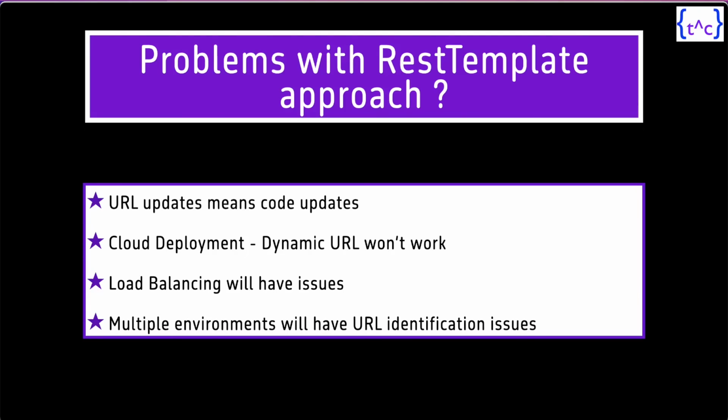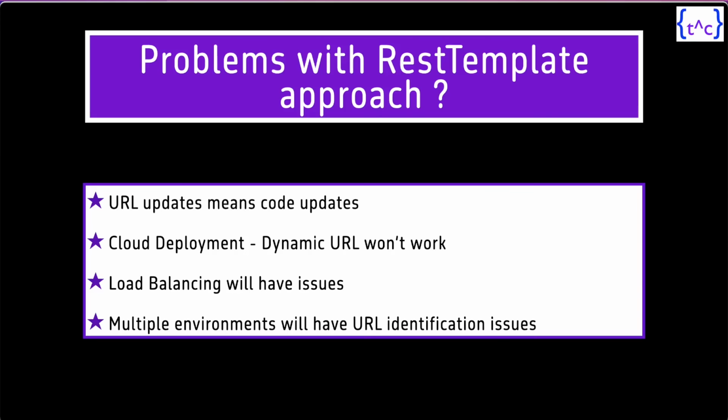And when there will be multiple environments, this URL identification will become even more complicated. So in short, this REST template approach will not be working in those cases. I have shown you this approach so that you can understand very clearly that this is how you'll be developing small services, and they should be talking to each other. They should be capable enough to do that. But in the real world scenario, there are many things to consider in the microservices world beyond REST template.